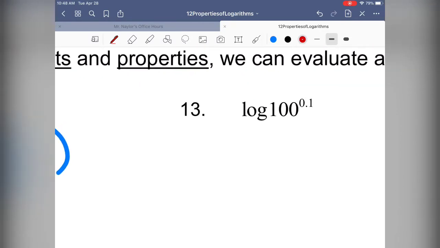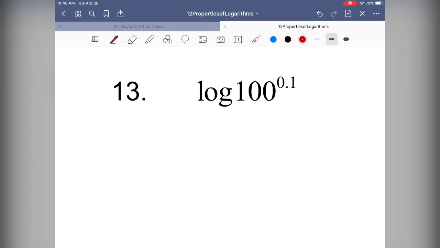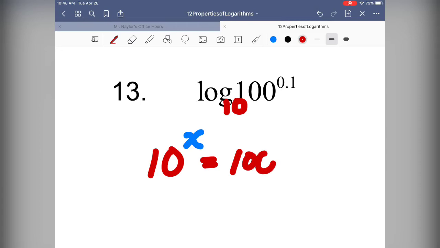How about taking something that we did yesterday and using it entirely today? Why couldn't I look at this log of 100 as a common log, that is a base 10, and ask myself that same question, 10 to what power? 10 to what power equals 100 to the 0.1 power?